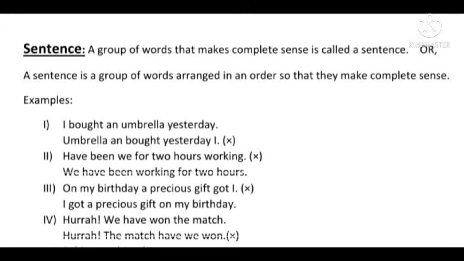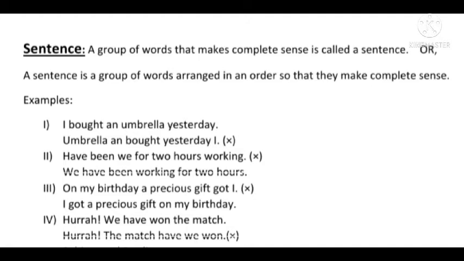In the second one, have been free for 2 hours working. We have been working for 2 hours. Of course, here also we have been working for 2 hours. In the third one, on my birthday a precious gift got I got a precious gift on my birthday. This one can be called a sentence because the words are in a proper order. And in the fourth example, hurrah, we have won the match, is a correct example of a sentence, whereas the second one, hurrah, the match have we won, cannot be called a sentence because the words are not in proper order.